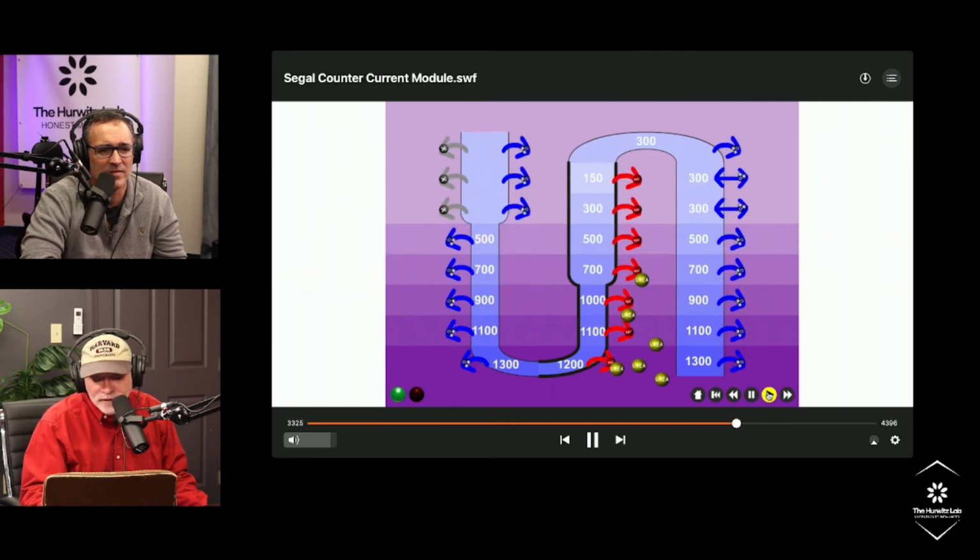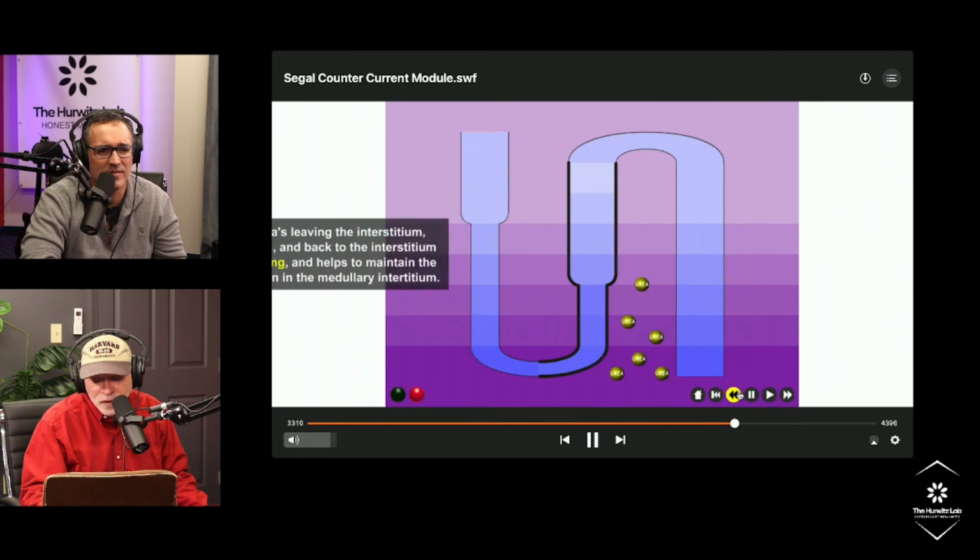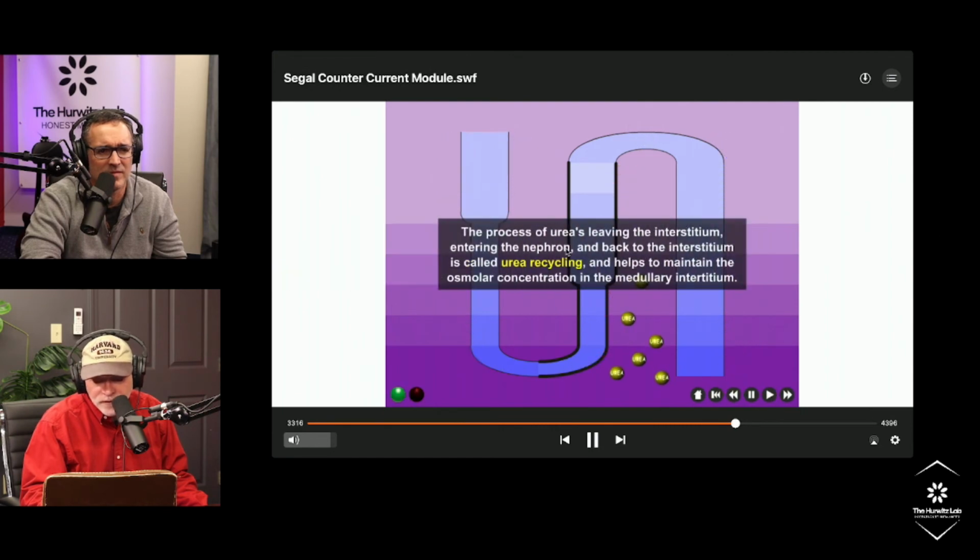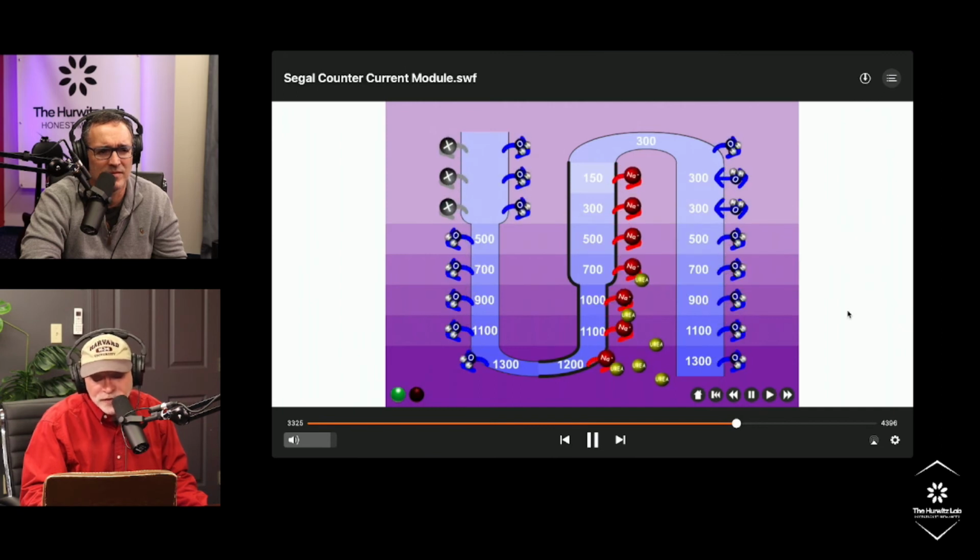And so what they say there, they said this process of urea leaving the interstitium is called urea recycling. Okay, fine. Now putting it all together, there we have it. What you got is water not doing anything net when it's 300, then water going out and this becoming more concentrated, then sodium going out, but water not going out.